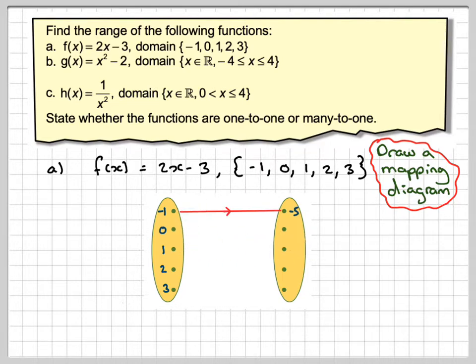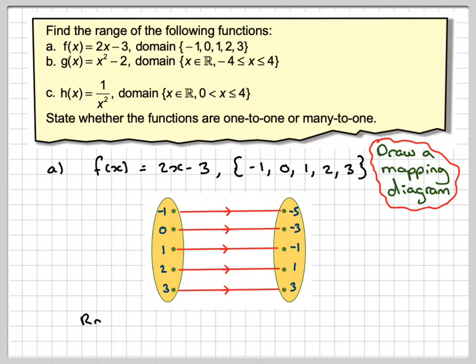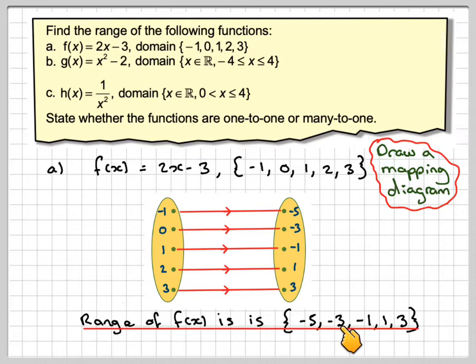Similarly, putting 0 in there, we'll get minus 3. Putting 1 in there, we will get minus 1. Putting 2 in there, we'll get 1. And putting 3 in, we're going to get 3. So we can say that the range of f of x is also finite, which is minus 5, minus 3, minus 1, 1, and 3. And we can very clearly see that this is a 1 to 1 type of function.